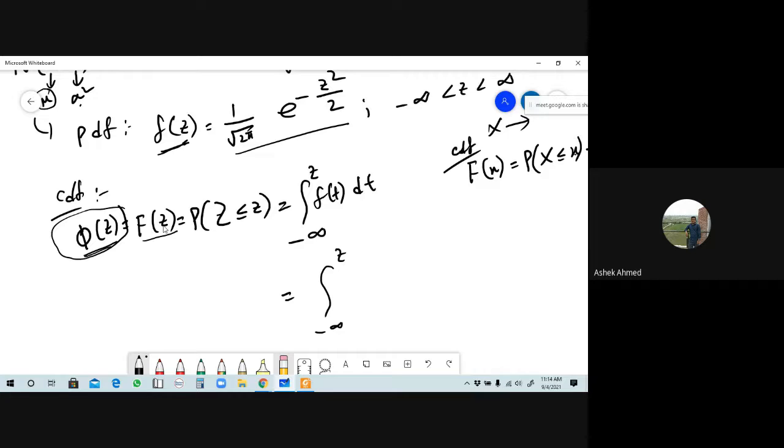Here 1 by root over 2 pi is constant, so you can take this outside of the integration, and this will be e to the power minus, since this is the function f of t, so that will be equal to t square by 2 into dt. Understand?